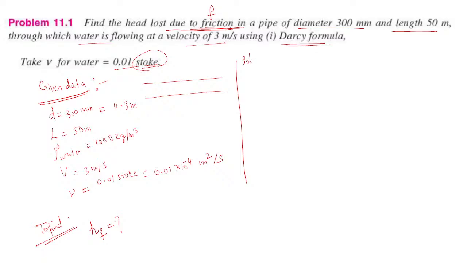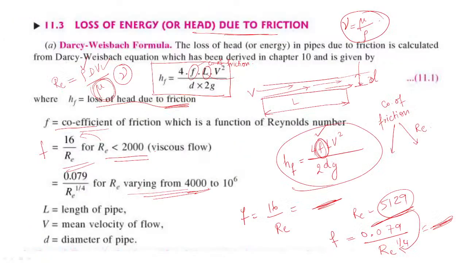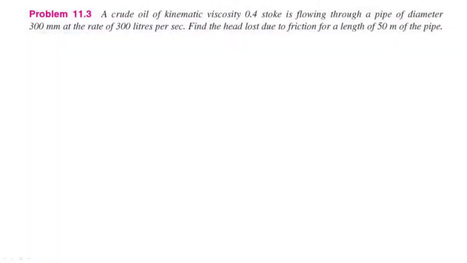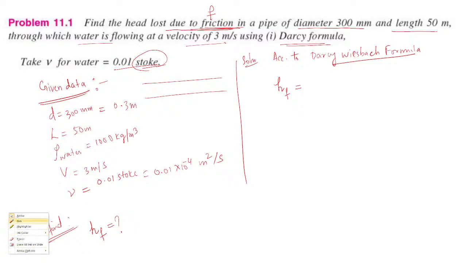Now solution, how we can begin? So you have to write according to Darcy Weisbach formula, right? So what is the formula? I hope you remember. Yeah. Sorry. It's h_f = 4 f L v square by 2 d g. Okay. Now this is a formula, right?